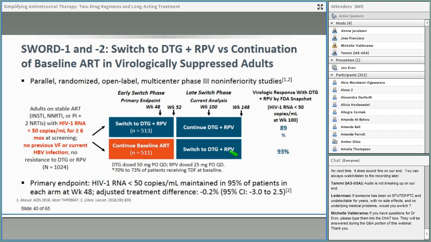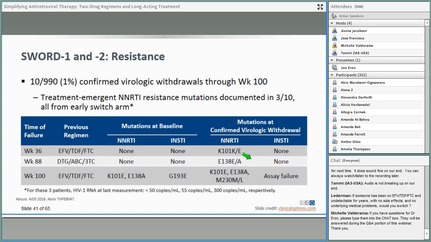There have only been 10 patients, at least at this 148-week time point, 10 out of 1,000 patients, so again 1%, that developed resistance, and they developed NNRTI resistance, not integrase resistance. Here you do have the issues of rilpivirine in terms of the food and PPI disadvantages, but this is certainly a combination that can be used in patients who are suppressed to maintain suppression.